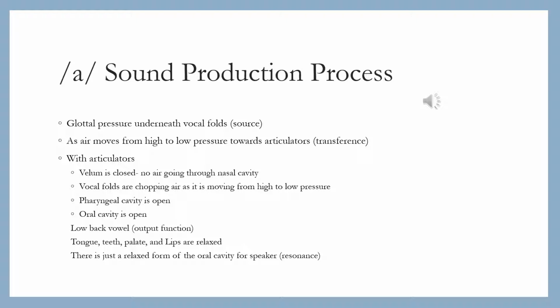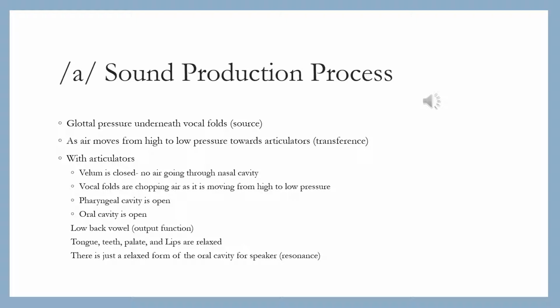So what is actually happening with the ah production with our articulators? The velum is closed. That way we don't have any air going through the nasal cavities. The vocal folds are chopping air as it's moving from high to low pressure. Next, the pharyngeal cavity is open and the oral cavity is open. So when looking at the ah, it is a low back vowel. So that's our output function in the source filter theory.